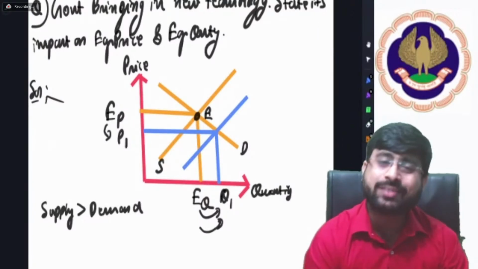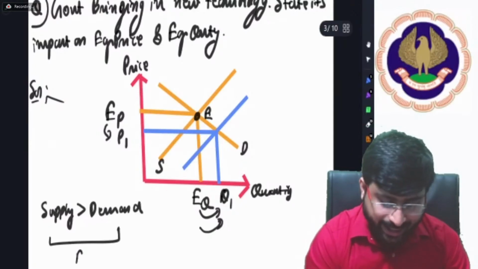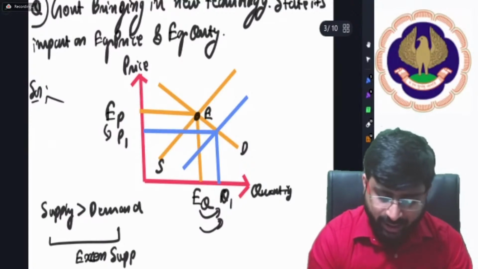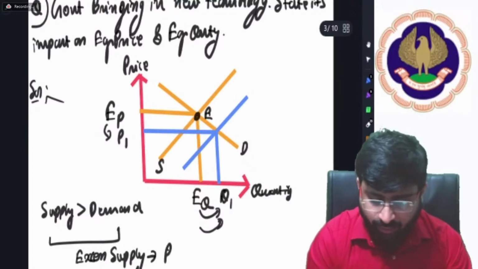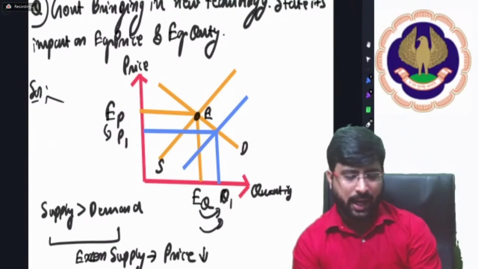Okay, but what has happened to equilibrium price? There is excess supply. Basically, in the market there is excess supply. Whenever there is excess supply, we have already discussed that prices will be lowered, and hence this one.